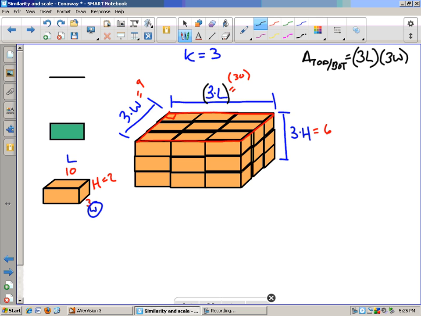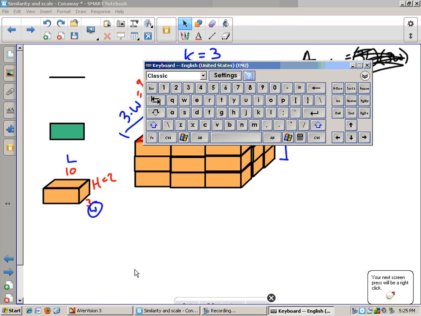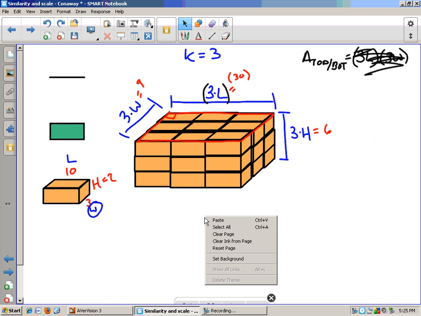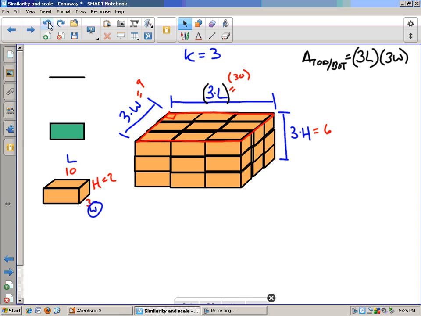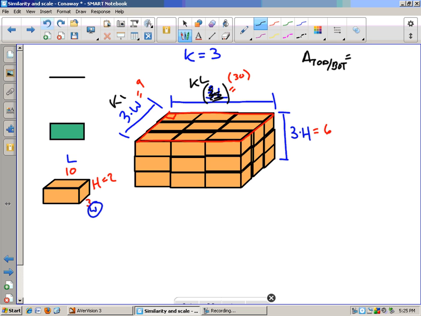But I don't even like this. You know what I want to do? I want to use K. If I can use K, then I can do this for any number of K, and I don't have to just stop whenever it's 3 and use 3 every time. So instead of 3 times L, I'm going to say this is KL, and this is KW, and this is KH.